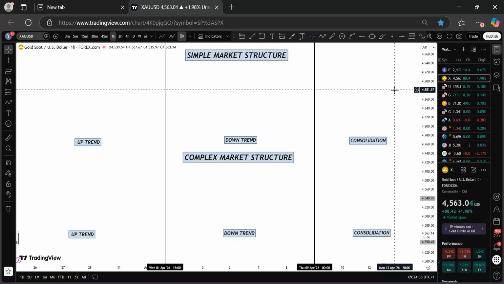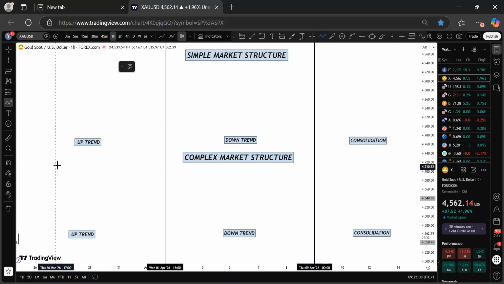So let's dive quickly into the simple market structures. We have three types of structures under this simple market structure. We have the structure that you can find when the market is in an uptrend, when the market is in a downtrend, and when it is in consolidation. So I'm going to go ahead and draw it out for you to see what it looks like.